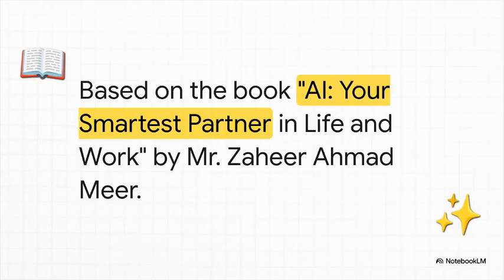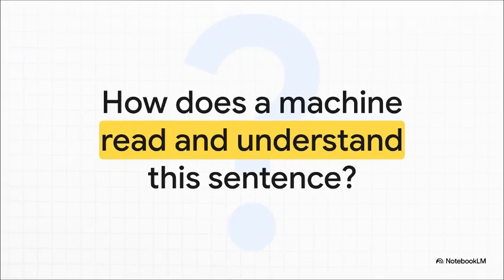And this is episode 4, where we're drawing from the incredible insights in the book AI, Your Smartest Partner in Life and Work by Mr. Zahir Ahmad Mir. We're going to use the core ideas from his work to build a really simple analogy so we can all see exactly what's going on inside the machine. Ready? Let's get started.